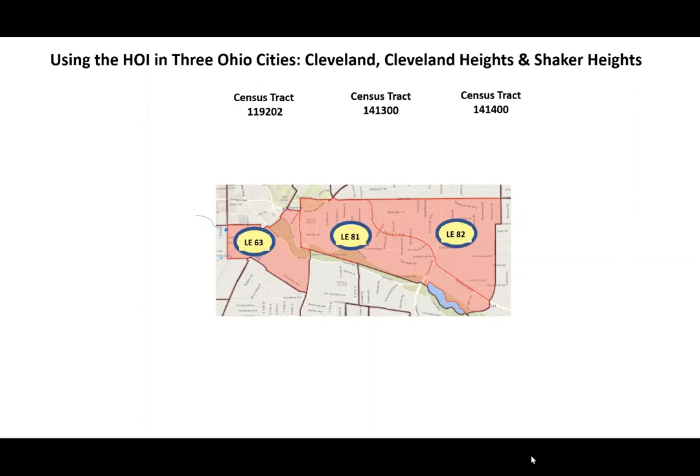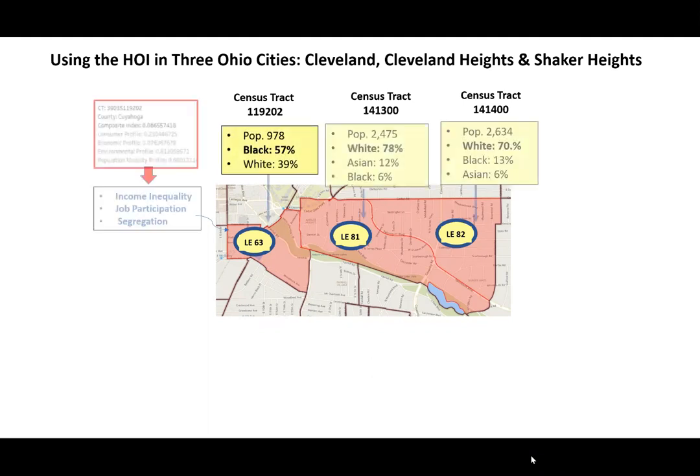When you start looking at the Health Opportunity Index and some of the information that Rex helped me put together, we see that in the Cleveland census tract of 119202, folks in that census tract can expect to live to be 63 years old. And then in the other census tracts, 81 and 82. So now we're talking about, in less than a half mile, life expectancy that has a span of at least an 18 to 19 year difference. Next.